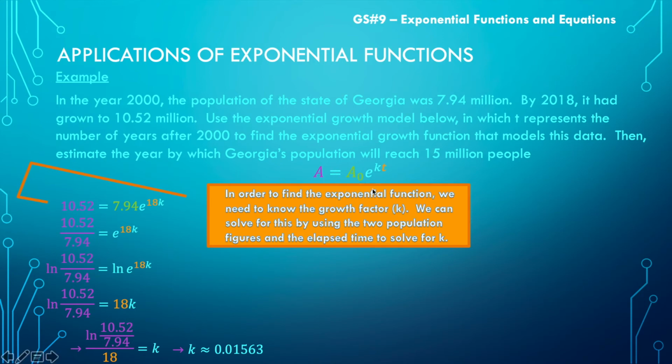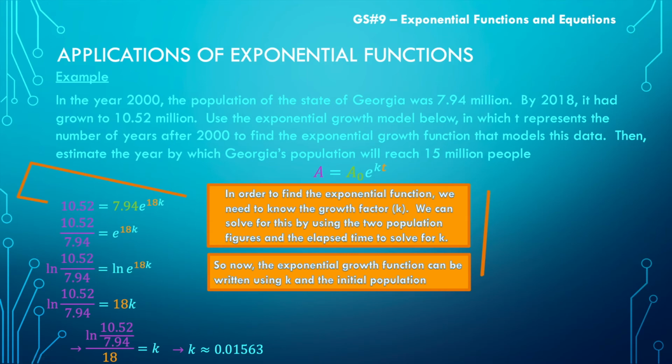So now I know my growth factor, right? And I know my initial population value. And I want to know the year in which Georgia's population is going to reach it. So we can write the exponential function by just subbing in the things that we know now, right? So we know our initial population is 7.94 million. We know our growth factor to be 0.01563. And then T just represents the variable, the time that we're going to sub in, right? So that's our growth function.